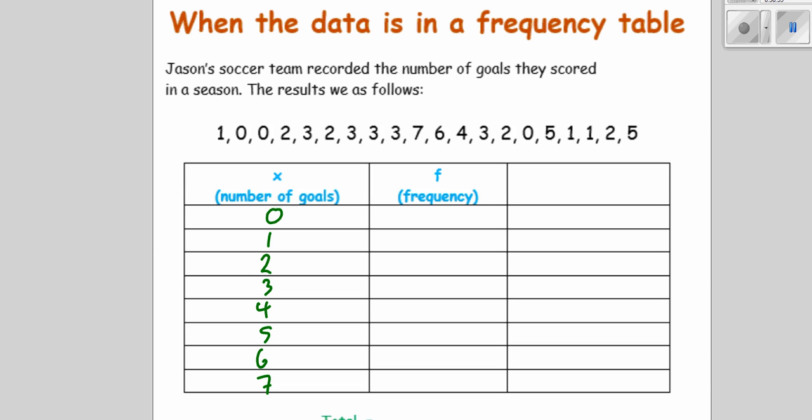How many zeros have we got? Three. How many ones are there? Three. How many twos are there? Four. I'm going to stop doing this because it's taking ages. How many threes are there? Five. There's heaps of threes, isn't there? How many fours are there? One. How many fives? Two. How many sixes are there? How many sevens are there?